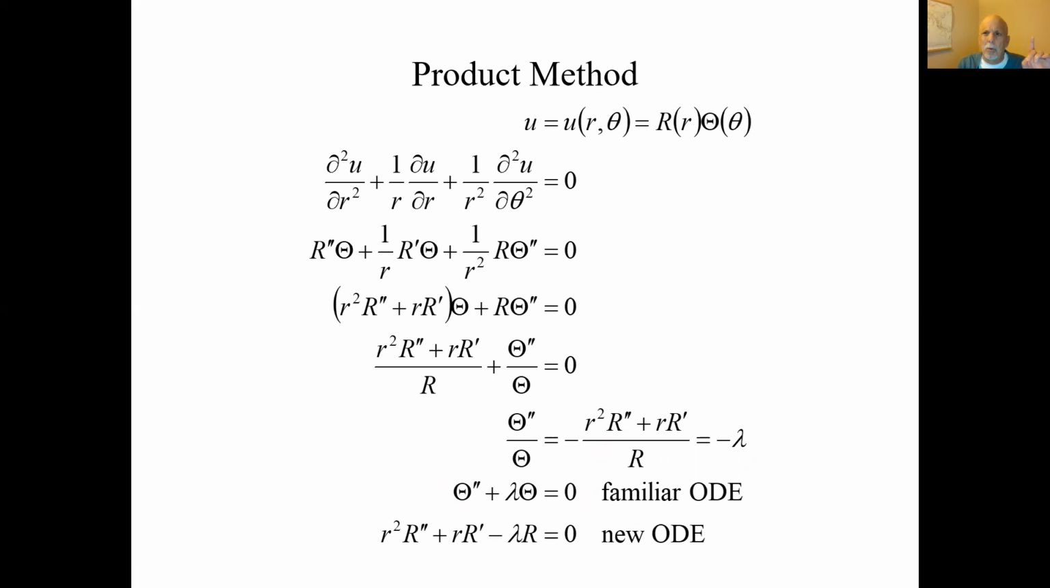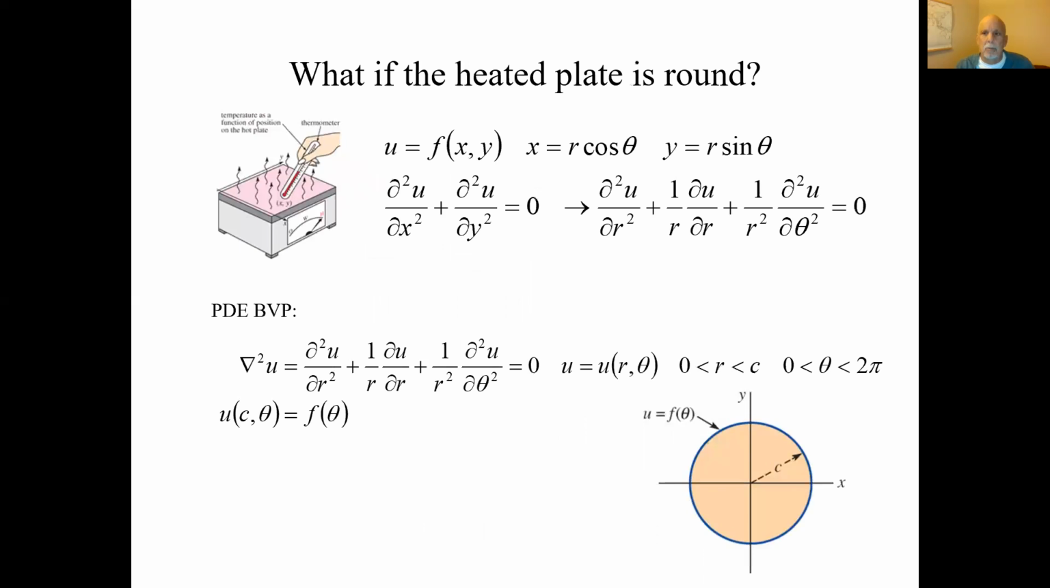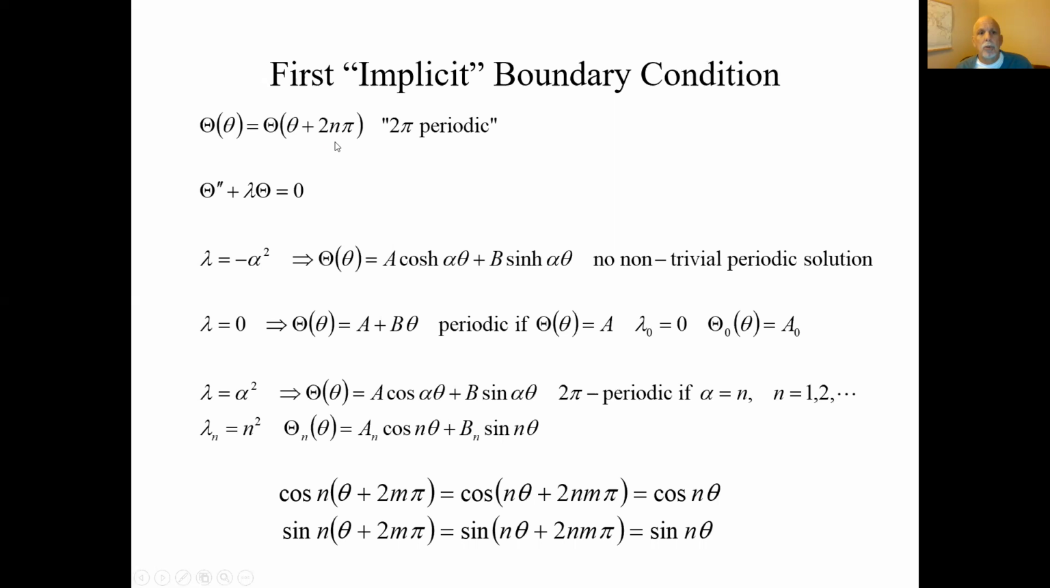Let's look at that theta equation first. First, let's go back to the problem. If you take some point here, some physical point on a physical plate, theta is the angle up to that point, right? If I add 2 pi to the theta, I'm back to the same point. It's not a different point on the plate, it's the same point. So our solution in theta must be 2 pi periodic in theta. So that is our implicit condition.